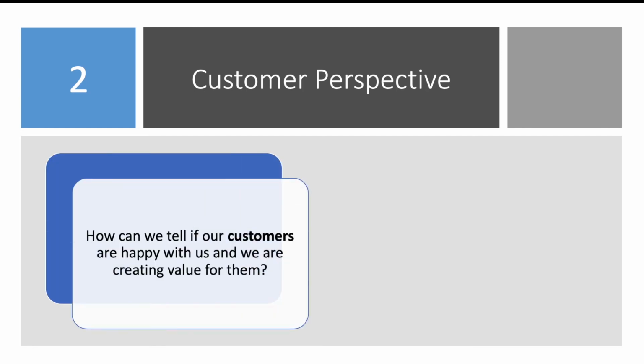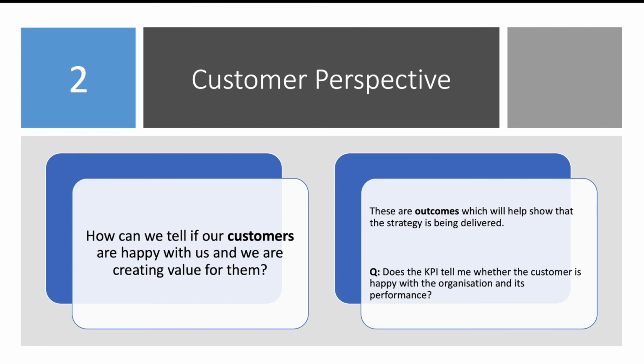Now move on to the second one, customer perspective. In this customer perspective, we will be talking about just the customer. So how can we tell if our customers are happy with us and we are creating value for them? Either we are providing just a product or we are providing a quality product. Okay, how can we tell if our customers are happy? Now move on. These are outcomes which will help show that the strategy is going to be delivered.